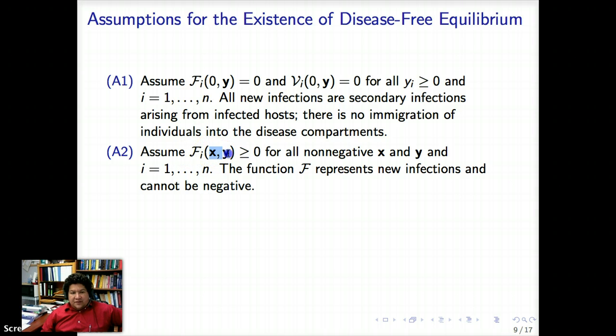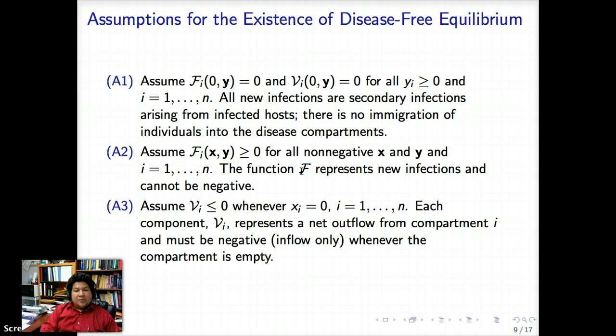We also assume that F as an operator, even though it is valued at an input that has as many entries as n plus m, the output here of every component is assumed to be a non-negative real number. Okay, and when we say non-negative x, we mean that that's happening component-wise, or every entry of x and every entry of y is a non-negative real number. This function or operator represents new infections, and these new infections are like the new arrivals. They are not assumed to be negative numbers.